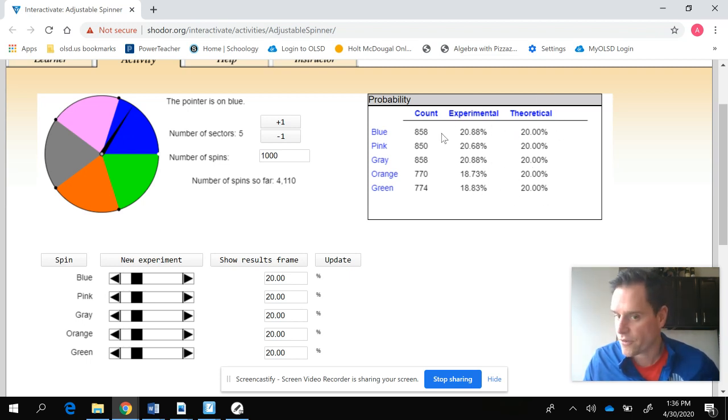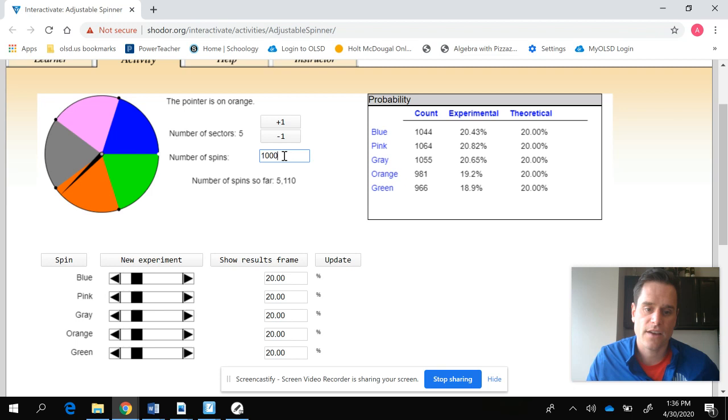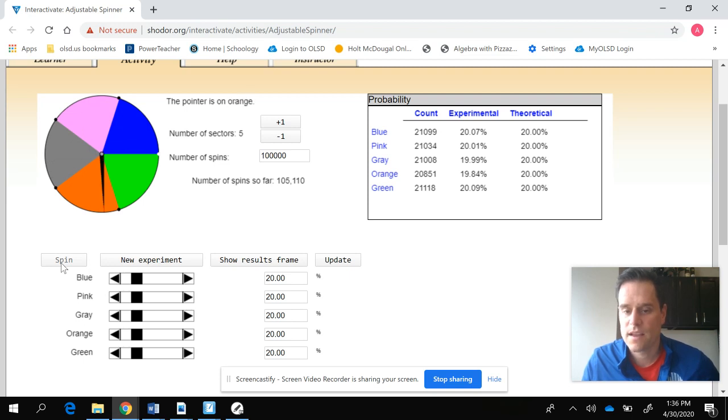If you pick blue right off the bat, you were really great. But over time, I'm going to change this to 10,000. In fact, I'm going to change this to 100,000. And we're going to spin it again and again and again, and watch what happens. They slowly but surely move towards 20%. All of them are moving closer and closer to 20%.